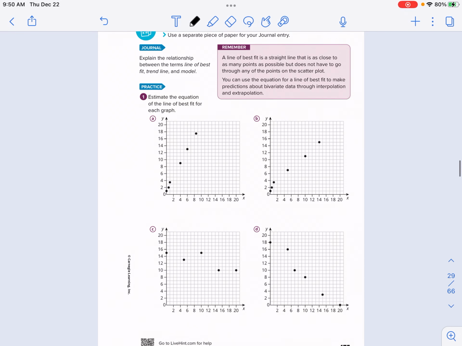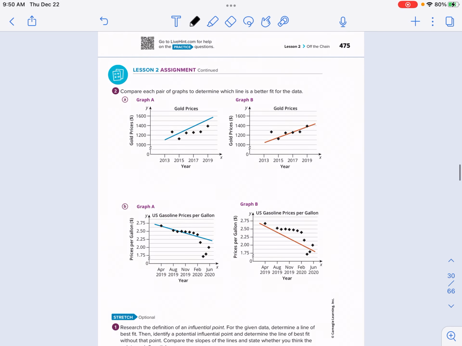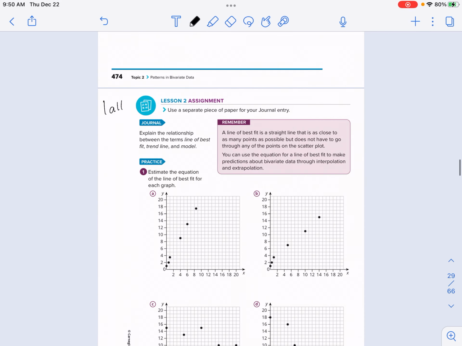For the assignment, you're doing all of number 1. And then on the back side, each portion of this is just one problem. You're just figuring out which one's the better line. So we're going to say all of number 2 as well. So number 1 and number 2. Okay, let's get started. Let me know if we have any questions.